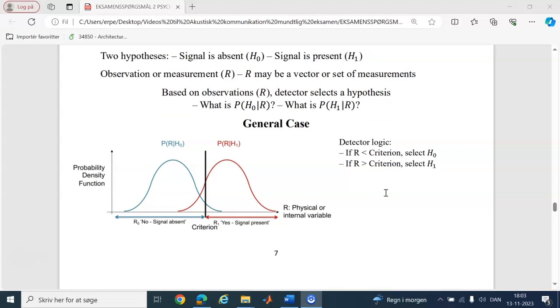We have a detector and we have a criterion. Detector logic: if R is less than the criterion, to the left of the criterion on the axis, select H0, the null hypothesis. That means signal is absent. If R is greater than the criterion, to the right of the criterion, then select the alternative hypothesis that signal is present.